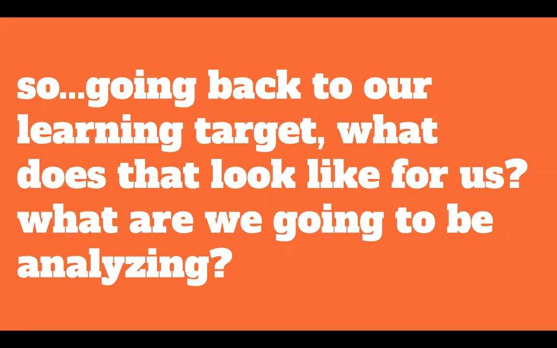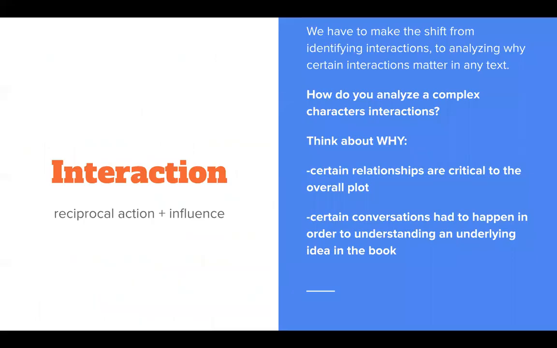So going back to our learning target, what does this look like for us? What are we going to be analyzing? Here is some important information and vocabulary that you should write in your notebooks. The interaction, the reciprocal action plus influence. We have to make a shift from identifying interactions to analyzing why certain interactions matter in a text. How do you analyze a complex character's interactions? Think about why certain relationships are critical to the overall plot. Certain conversations had to happen in order to understand an underlying idea in a book.